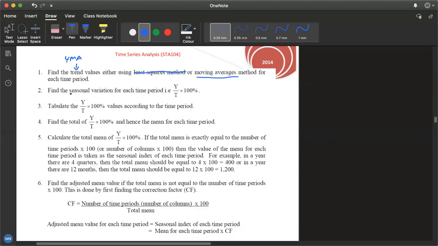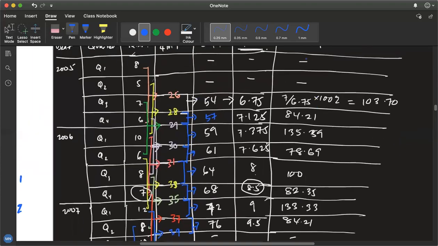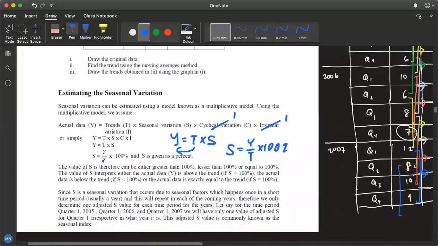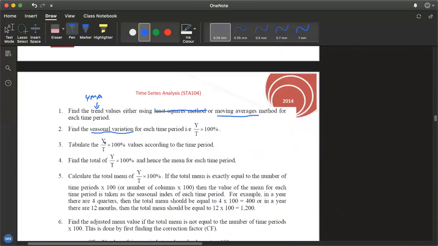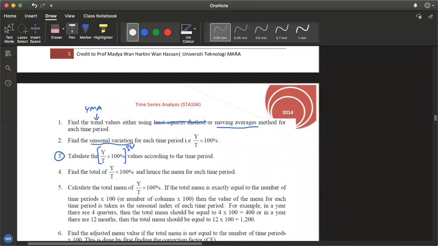And then step number 2, we need to find seasonal variation. Seasonal variation, which is this value, right? S equal to Y divided by T multiplied with 100%. So which is 103.7 and so on, right? And then number 3, we need to tabulate Y divided by T multiplied with 100%, which is a seasonal variation according to the time period. So now we want to do step number 3.